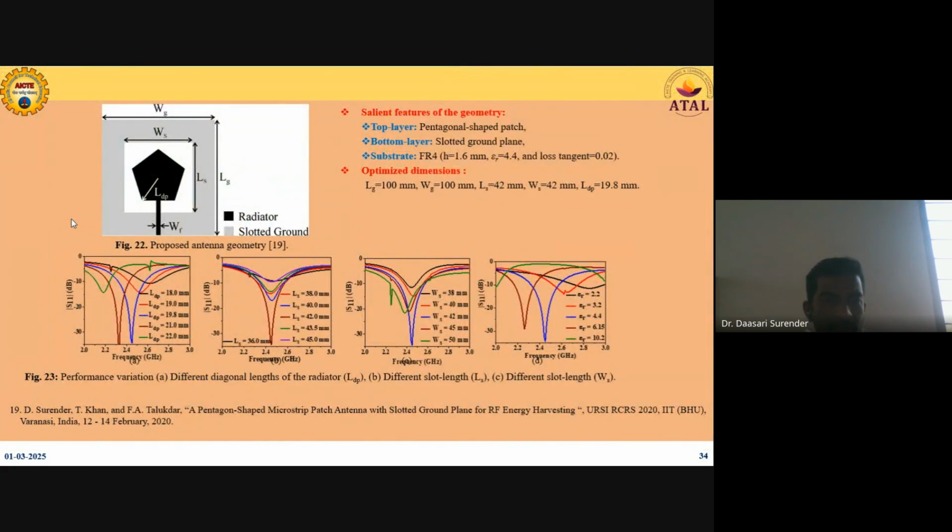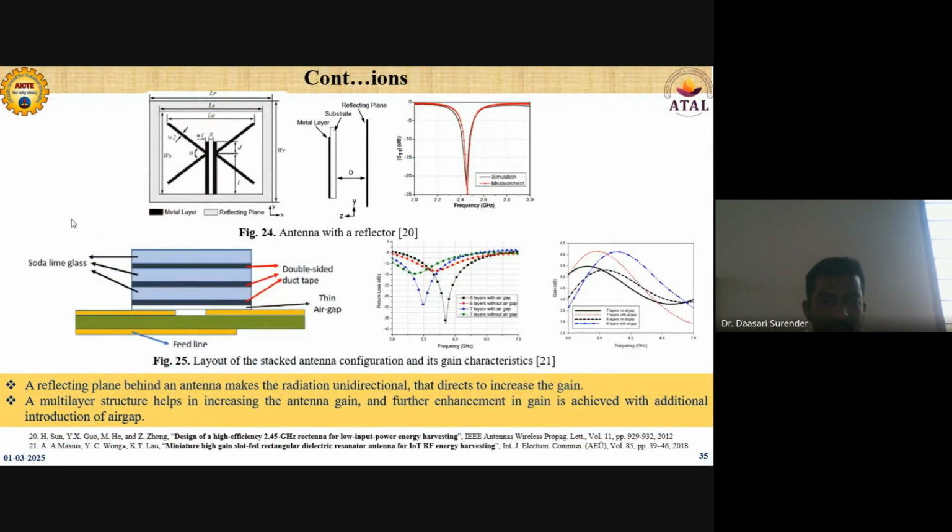The next one is the pentagonal shape. Here, the slot loaded approach has been used at the ground. The slot loaded approach is implemented to control the operating frequency of the antenna. And here, the maximum gain observed is around 6 dBi. And these are two different antenna structures.